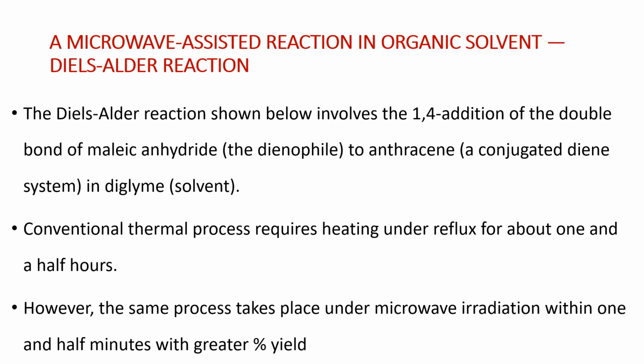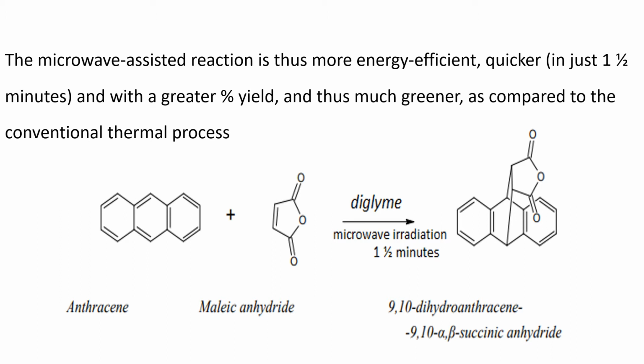Similarly, the Diels-Alder reaction shown below involves the 1,4 addition of the double bond of the maleic anhydride to anthracene in diglyme solvent. Conventional thermal process requires heating under reflux for about 1.5 hours. However, the same process takes place under microwave irradiation within 1.5 minutes with a greater percent yield. The microwave-assisted reaction is thus more energy efficient, quicker, and with a greater percent yield, and thus much greener as compared to the conventional thermal process.